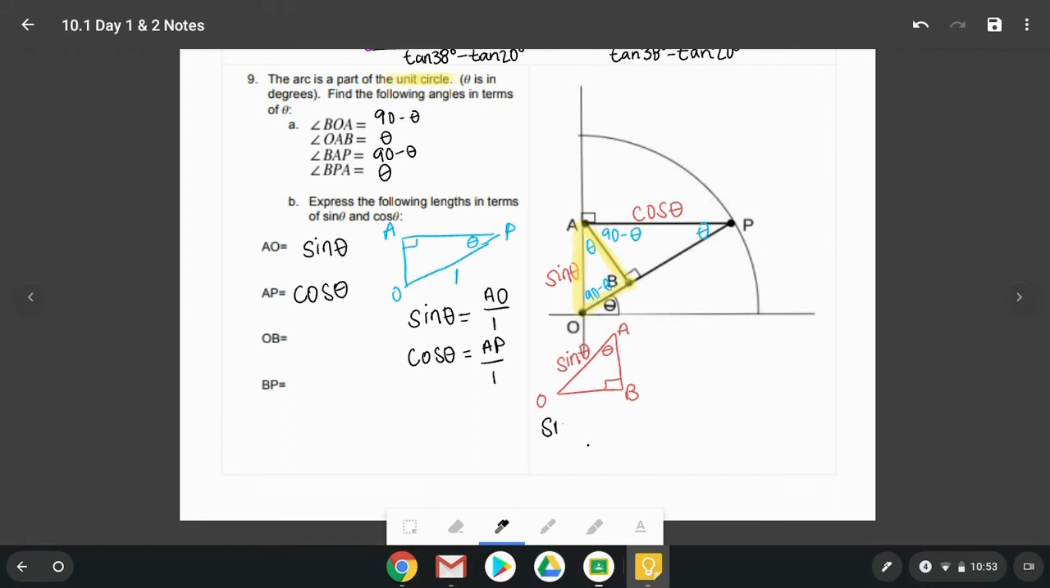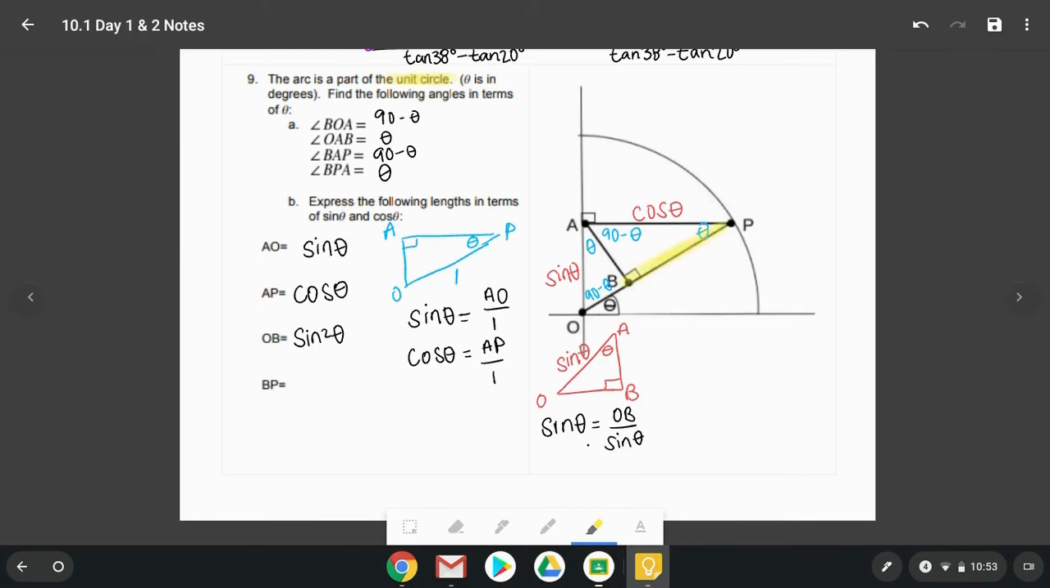So now sine of this angle A should be equal to side OB over side OA, which we found to be sine theta. And if I simplify that a little bit, I get that OB should be sine squared theta. Okay, well then last piece of information that we're missing is looking for BP. Now I'm looking for this side.